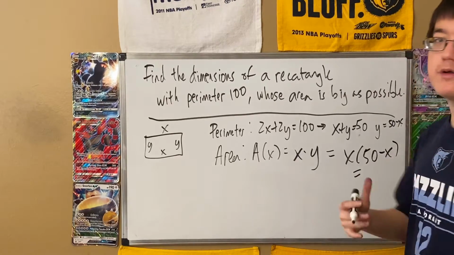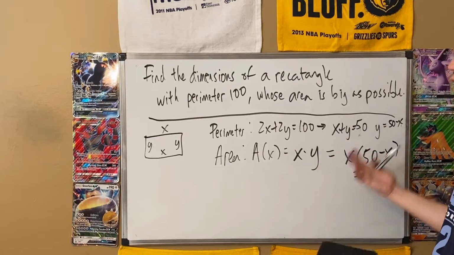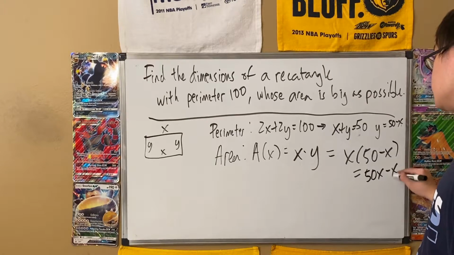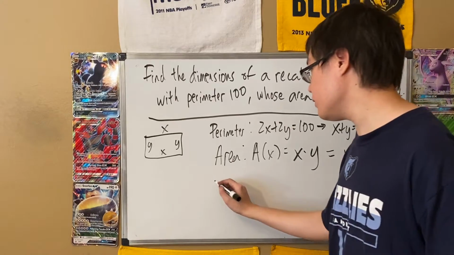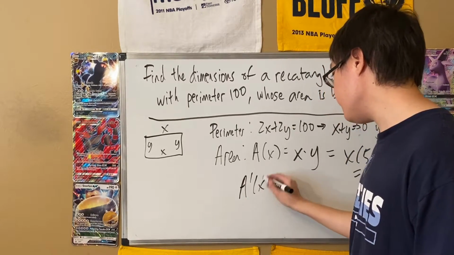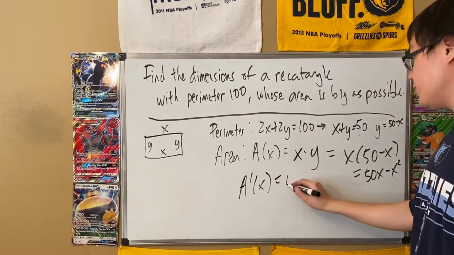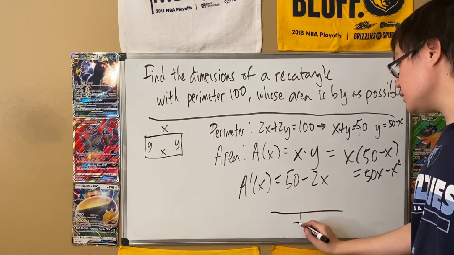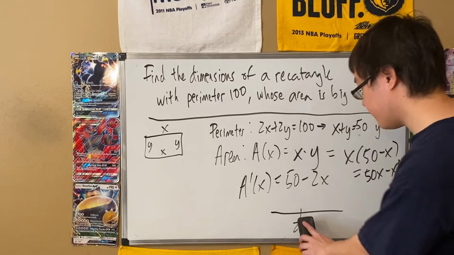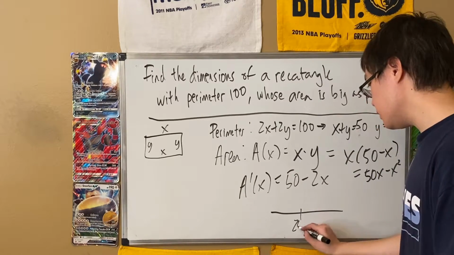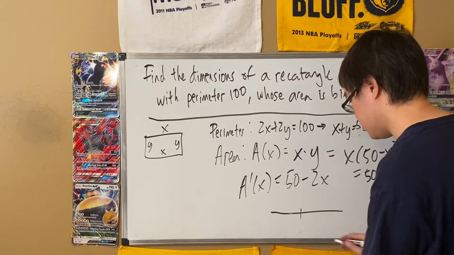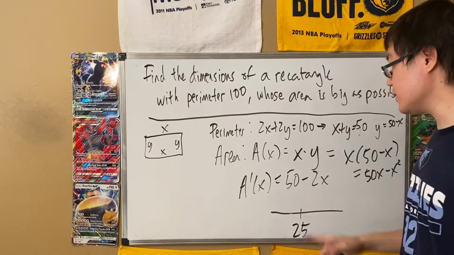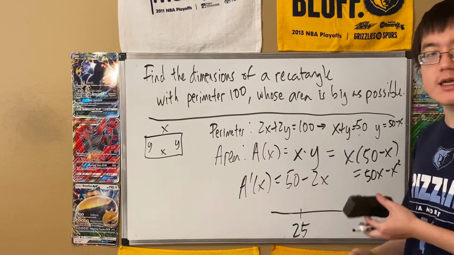If you want, you can distribute it, because if you didn't and you took the derivative now, you would have to do product rule. So let's do 50x minus x squared. Now we're ready to take the derivative, A prime of x. The derivative here is going to be the power rule again, 50 minus 2x. So it looks like it's going to cross at 25. And now we have our first negative slope line, because it's mx plus b, where m is negative 2.